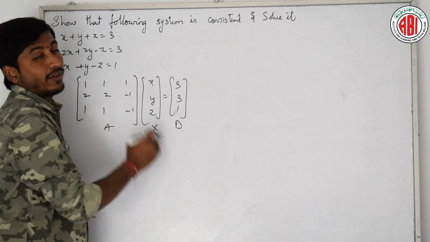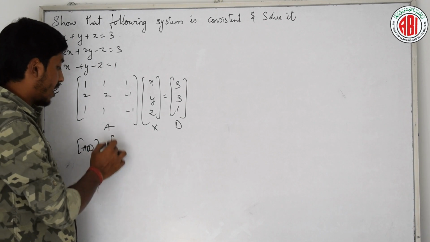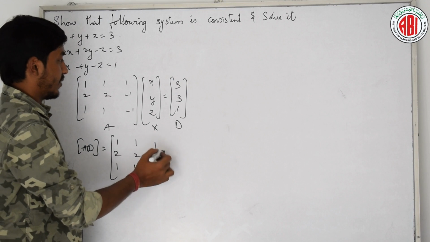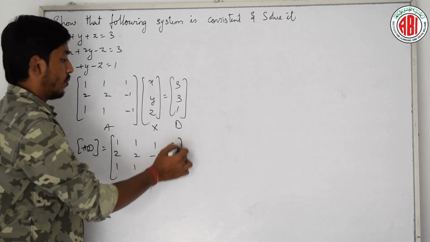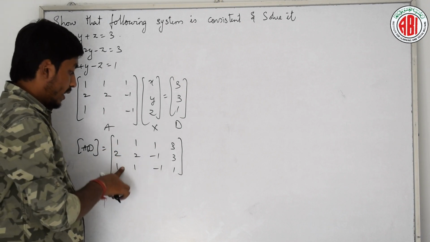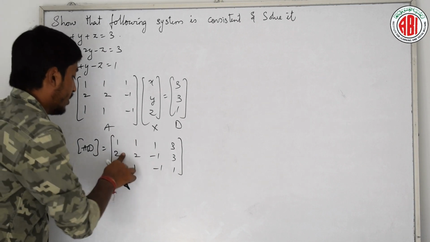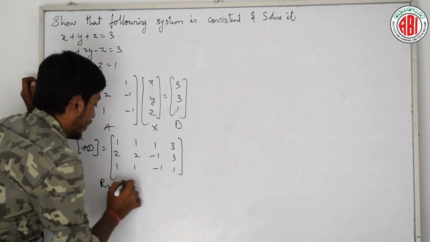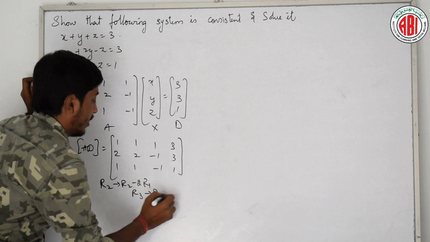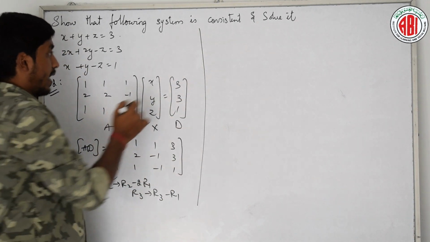Then what do we have to do? We have to find the rank of the augmented matrix AD. We write 1, 1, 1, 3; 2, 2, minus 1, 3; 1, 1, minus 1, 1. This is the augmented matrix, isn't it? Then we have to make these two elements zeros. How do we make this element 0? R2 tends to R2 minus 2R1, and R3 tends to R3 minus R1. Is it fine? Now let us do that.